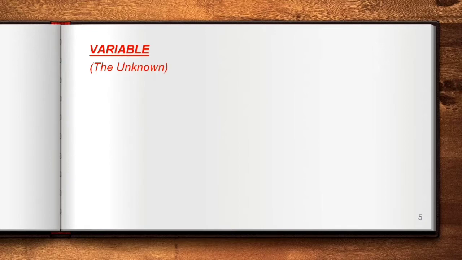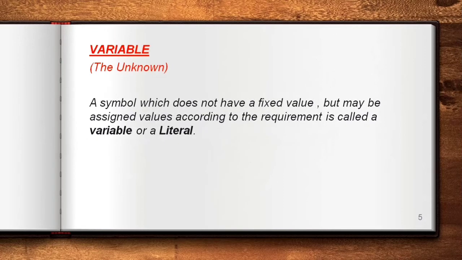Variable, also called the unknown. It is something which varies, a symbol which does not have a fixed value, but one can assign values to it according to the requirement. Variables are normally represented by letters, alphabets. Therefore, they are also known as literals. Example, x, y, p, q, a, b, c. Any alphabet could be used. Generally, lowercase letters are used to represent variables.